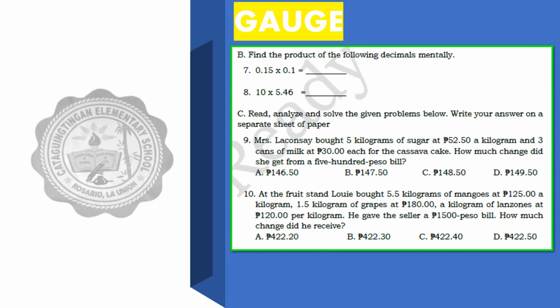Letter B, find the product of the following decimals mentally. So, it is just mental, it is easy. And letter C, read, analyze, and solve the given problems below. Write your answer on a separate sheet of paper. On your answer sheet, just write the letter.